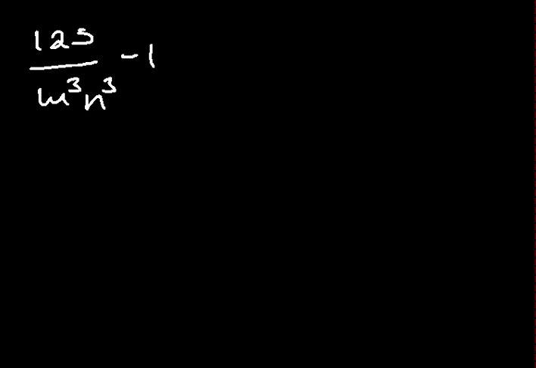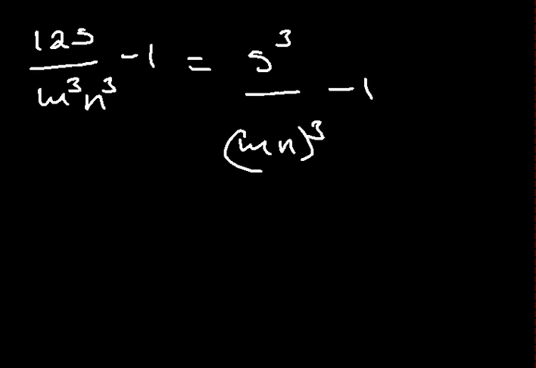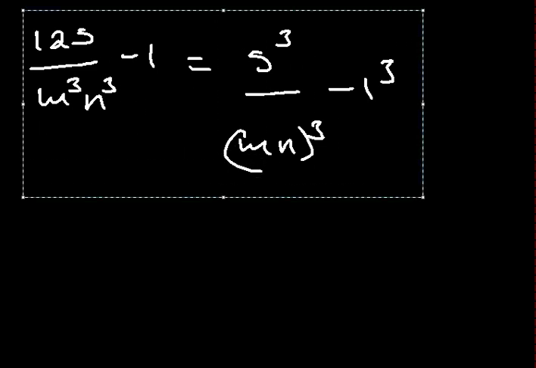That's now a difference of two cubes, in the sense that this is the same as 5 to the power 3 divided by m to the power 3 n to the power 3 as it is here. And of course we can have it as (5/mn)^3 minus 1 to the power 3. So now try to work that out as far as the difference of two cubes is concerned. So take note of that.